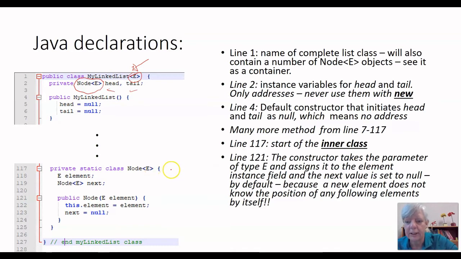My inner class is a node. It has two instance fields. The one is called element, the one is called next. The element is of type E. That's what I'm going to store in my linked list. The next is similar to head and tail, an address of a node.